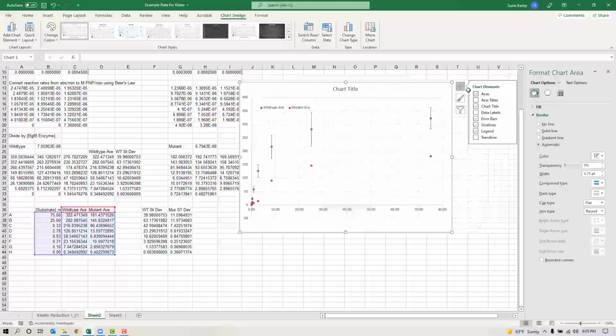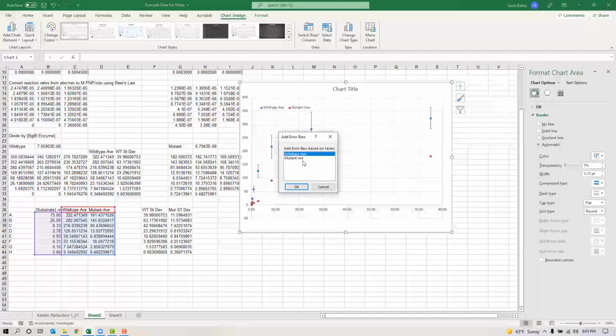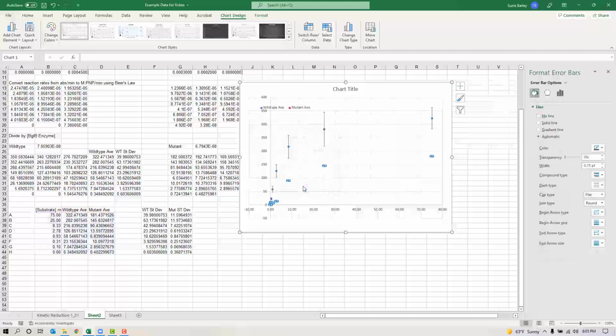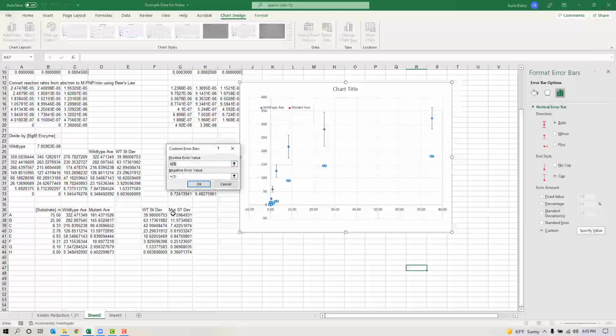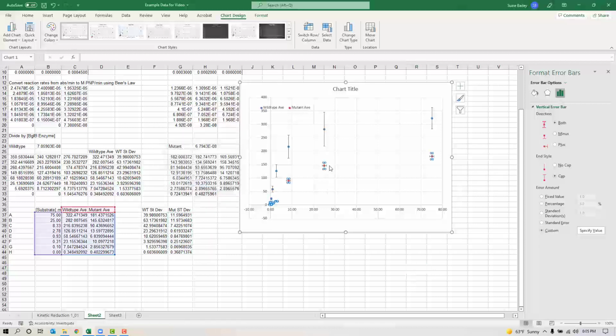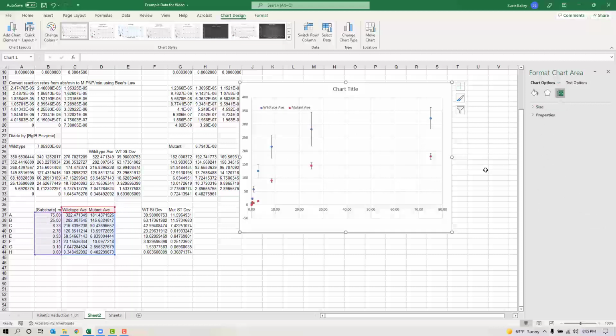mutant error bars. So again, I come up here to the plus sign, go down here to error bars, click the little arrow. Don't be fooled by that standard deviation option. Click more options. And now I want to select the mutant data and make sure I'm on this little graph menu. Come down here to custom, specify value, and select my mutant standard deviation values as the values that my error bars are going to represent. Click OK. And now my mutant error bars have been added. Again, those little horizontal error bars, we can just select and then hit delete.